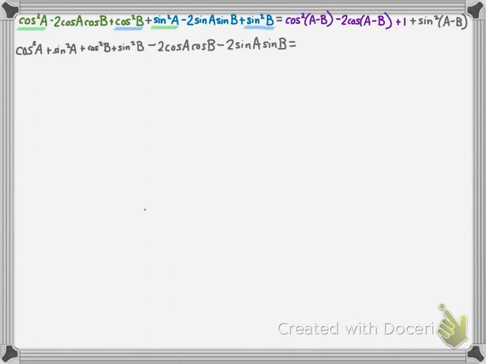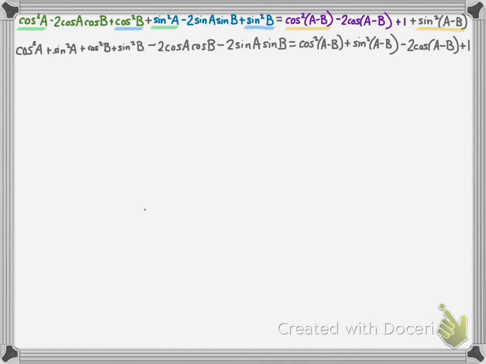And then on the right side, what I notice is that I have a cosine squared A minus B and a sine squared A minus B, so I'm going to put those next to each other. So there's my cosine squared A minus B plus sine squared A minus B, and the leftover pieces are minus 2 cosine of A minus B, and then a plus 1.